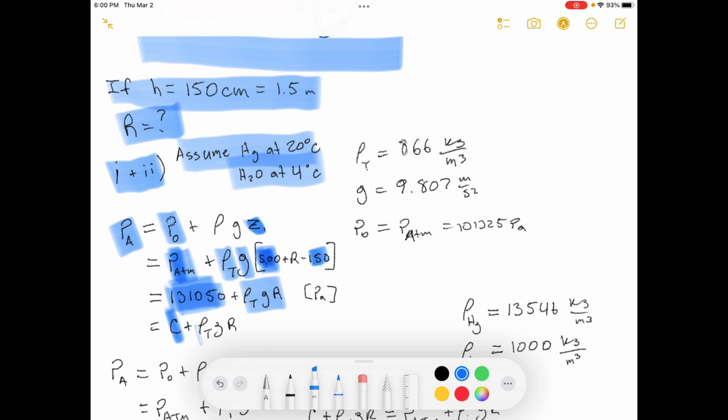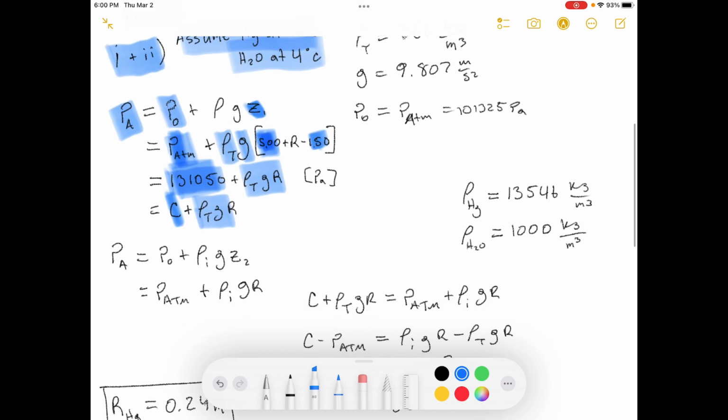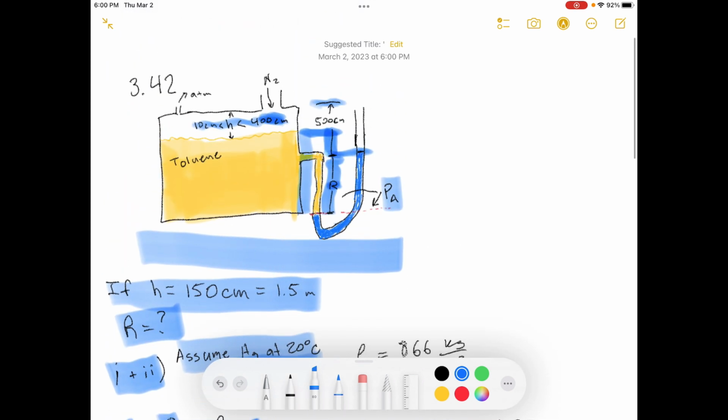Okay, so C plus this density times R. That's the left-hand side. Now let's solve for the right-hand side. So the right-hand side is equal to P naught times the right-hand side leg. And the right-hand side leg we know is, okay, we've got all this pressure that's just the atmospheric pressure, plus the density of whatever our manometer fluid is, times this height, which is just R.